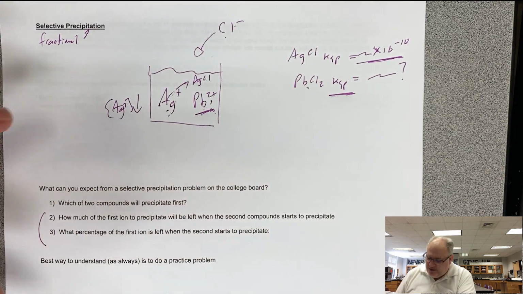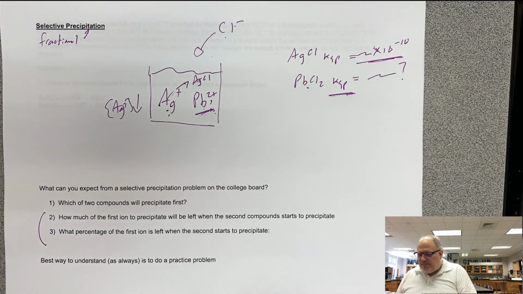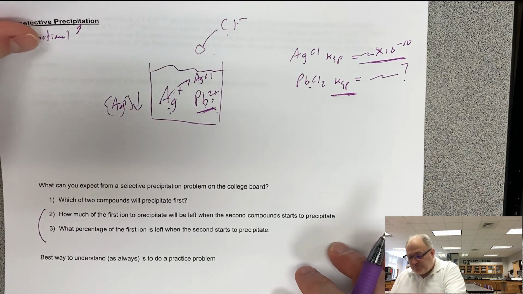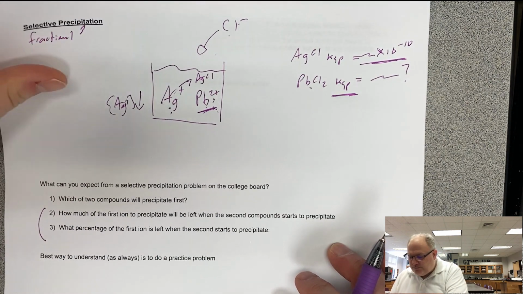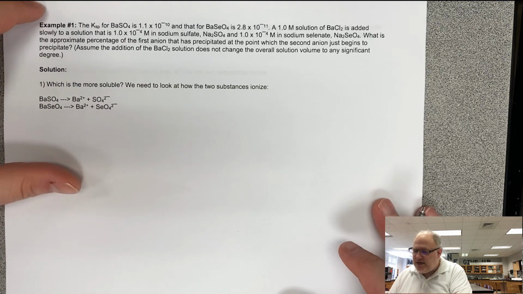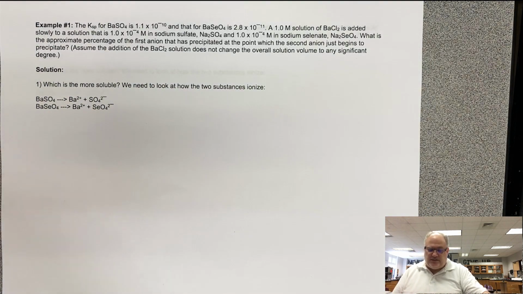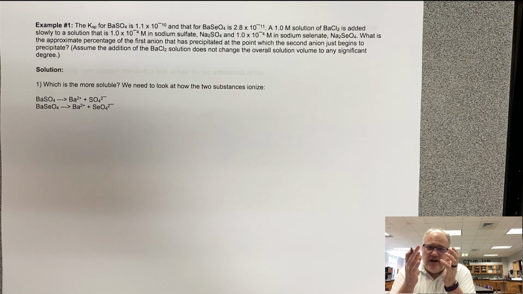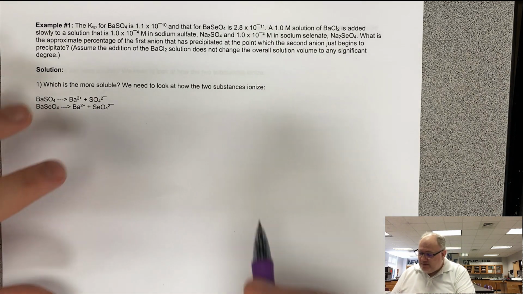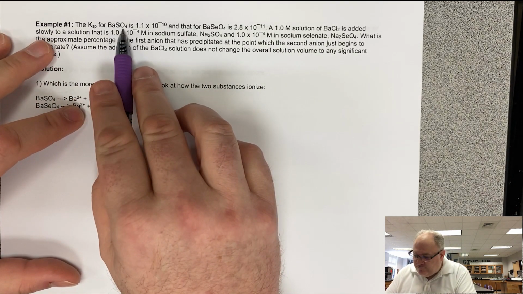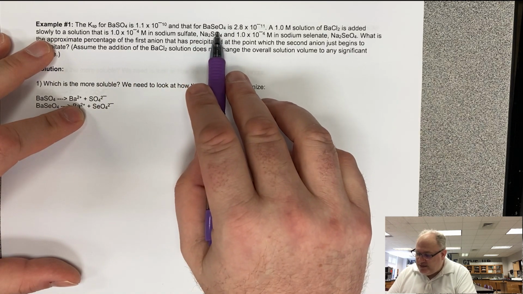These two questions are exactly the same, but the best way to do this is to do a problem. So we're going to do a problem, and it is an incredibly wordy problem, which I'm delighted with, because isn't that our problem typically when we're trying to do problems, that they give us things that try and confuse us with words. So let's take this out, and I always really encourage you guys, draw a diagram to help you with this. If you take a look here, it gives you a KSP for BaSO4 and a KSP for BaSeO4.